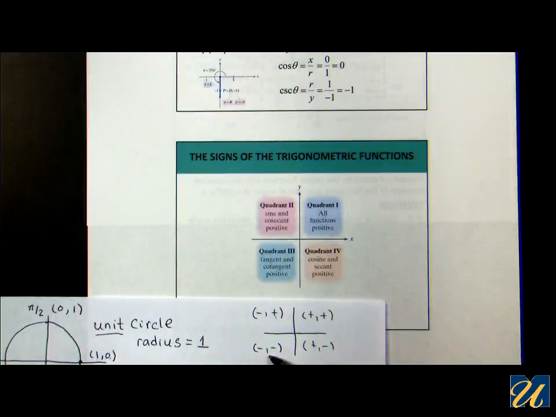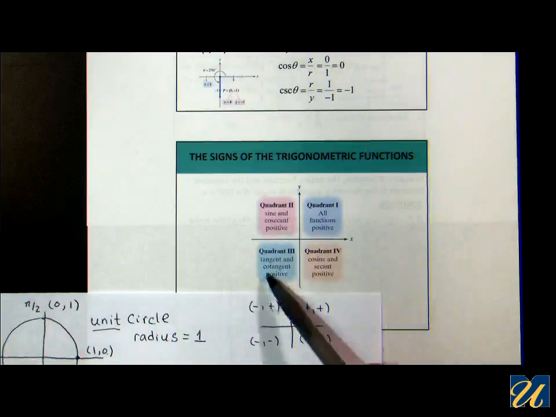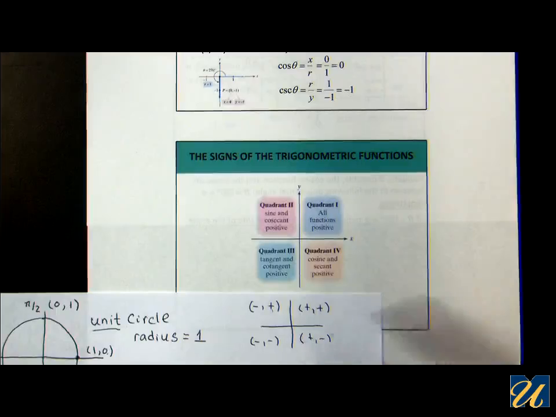In this quadrant, the only trig functions that are positive are ones that involve both x and y. So that's why it says here, in quadrant 3, the tangent and the cotangent are positive. And in quadrant 4, only trig functions involving just x are positive. So that would be the cosine and secant are positive there.